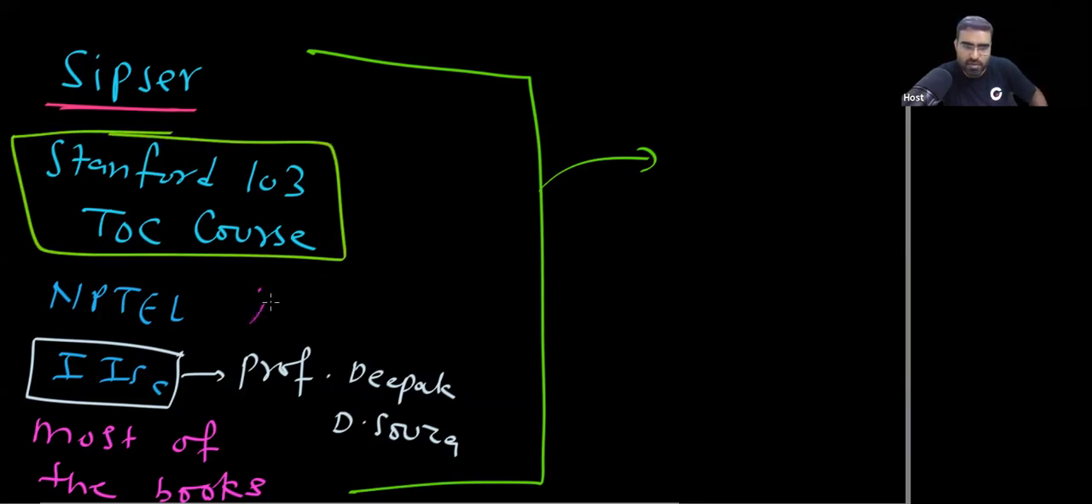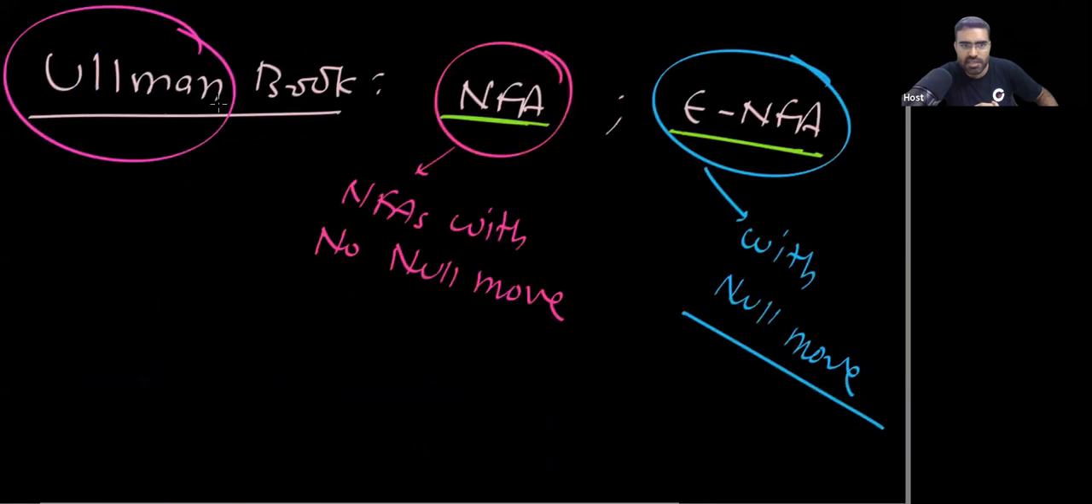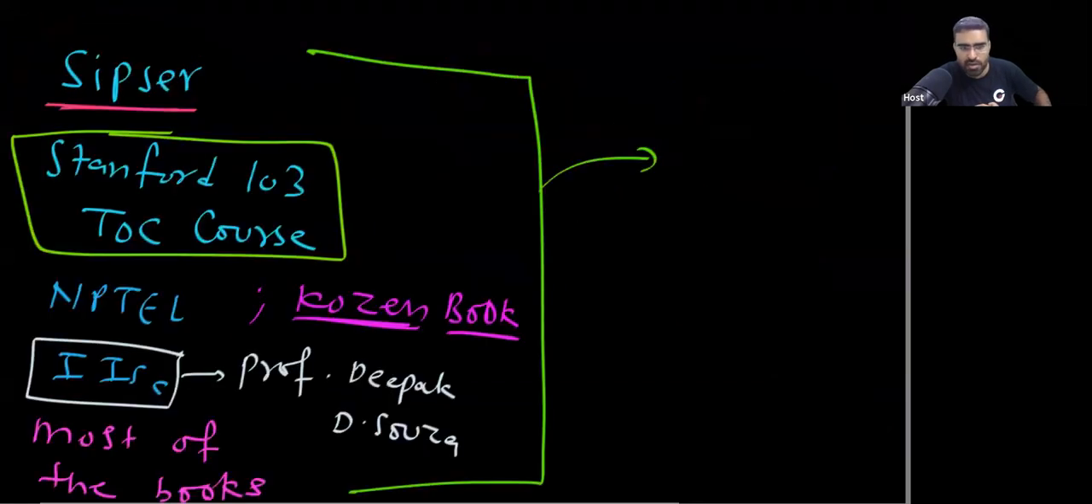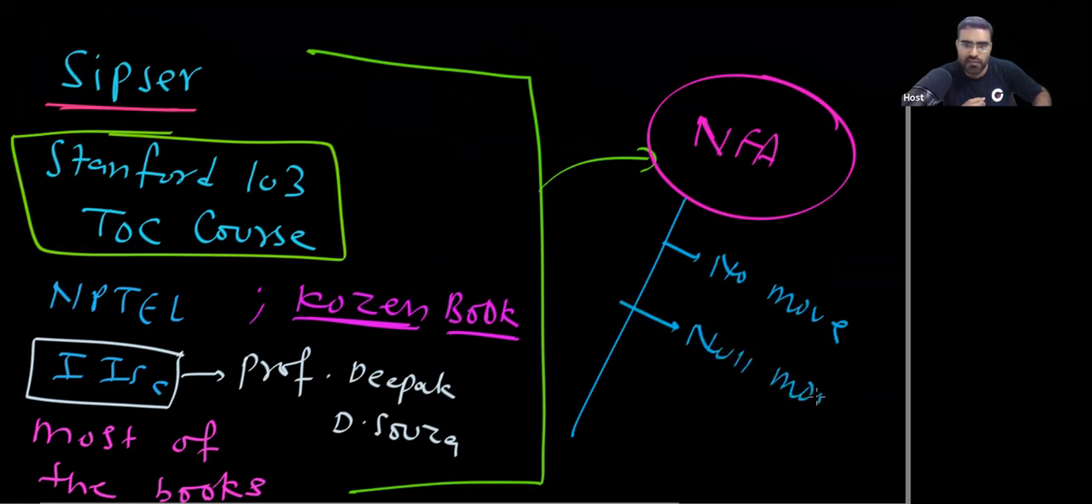Similarly, there is the book by Kozen, a very advanced level book. In BTech, we study Ullmann; in MTech, you will study this type of book, Kozen. In all these books, our lectures are influenced by them. In all of them, the word NFA contains everything: null move also, no move also. Is this point clear? The word NFA contains everything.